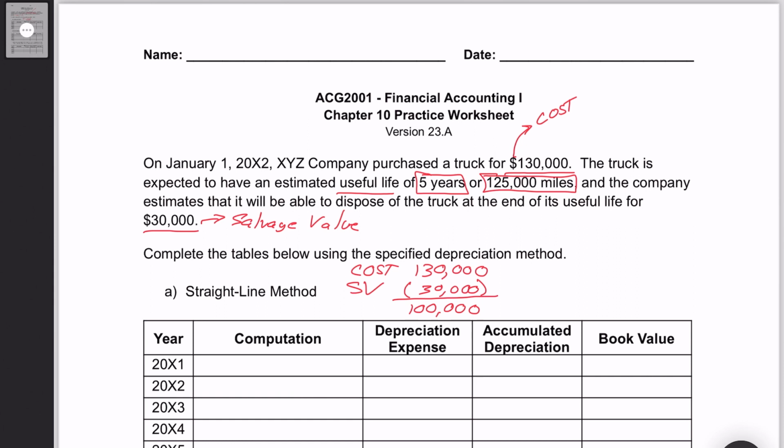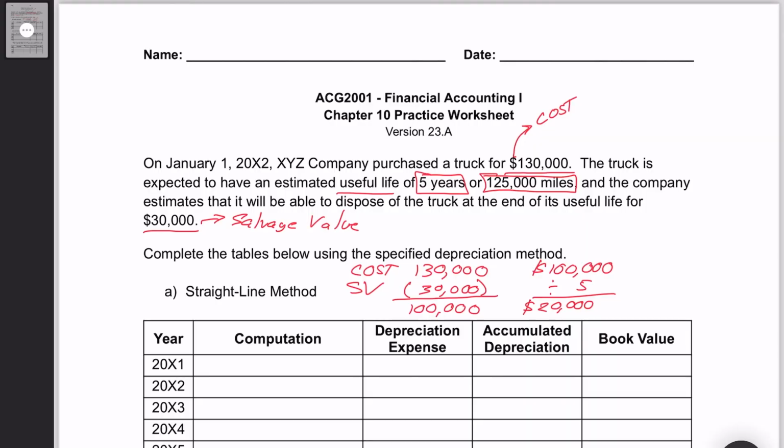So if you see a problem that says straight line, know that you're going to go exactly to years. So we know that we have $100,000, which is going to be the amount to be depreciated. And we will now divide this by the 5 years. So what we're going to have here is $20,000. And remember, that $20,000 represents the annual depreciation.